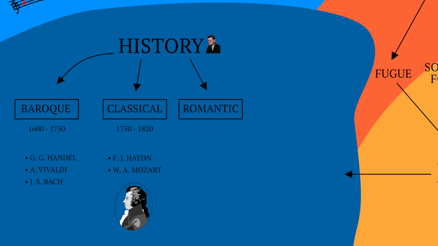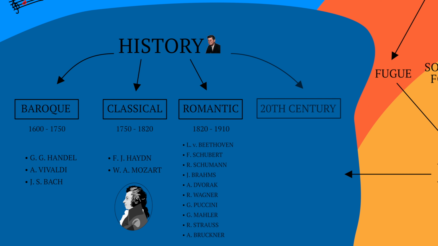The Romantic period was from 1820 to 1910, probably my favorite period, therefore I also mentioned the most composers in that period. Beethoven, Schubert, Schumann, Brahms, Dvorak, Wagner, Puccini, Mahler, Richard Strauss and Bruckner. Then the 20th century, which is from 1910 until basically right now, with Ravel, Debussy, Stravinsky, Bartók, Rachmaninoff, Shostakovich and Messiaen.